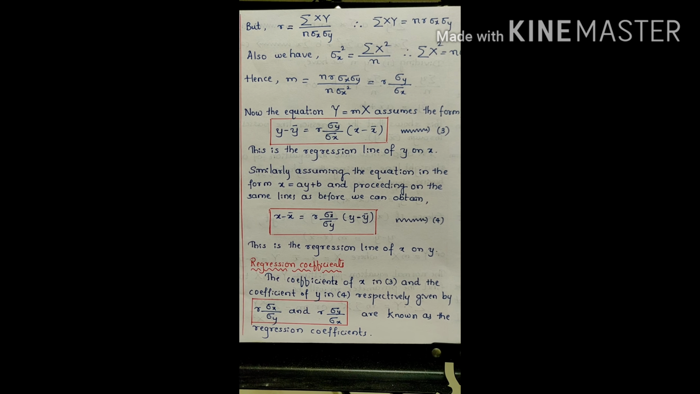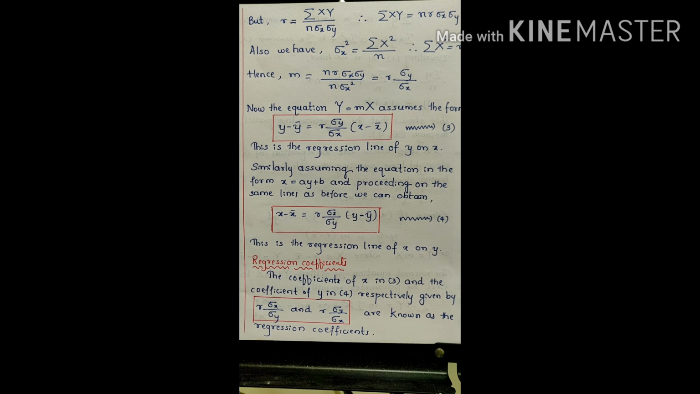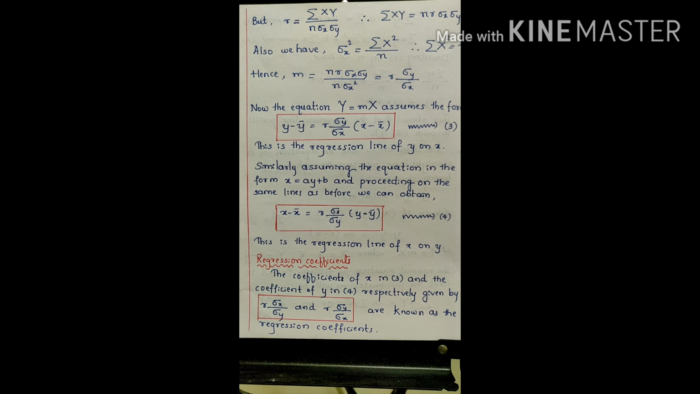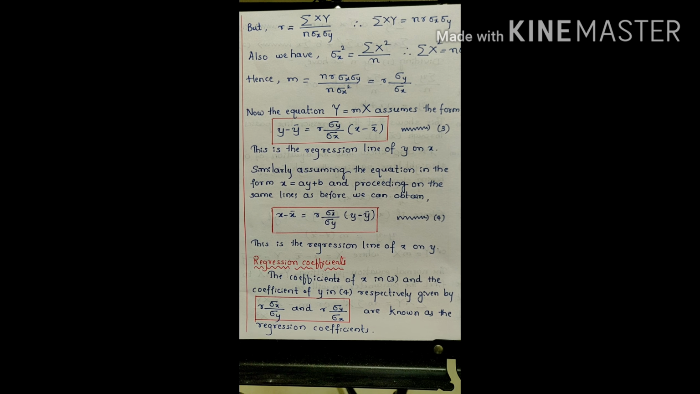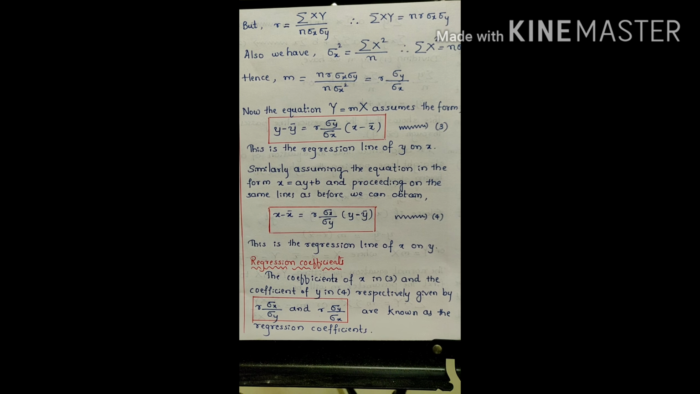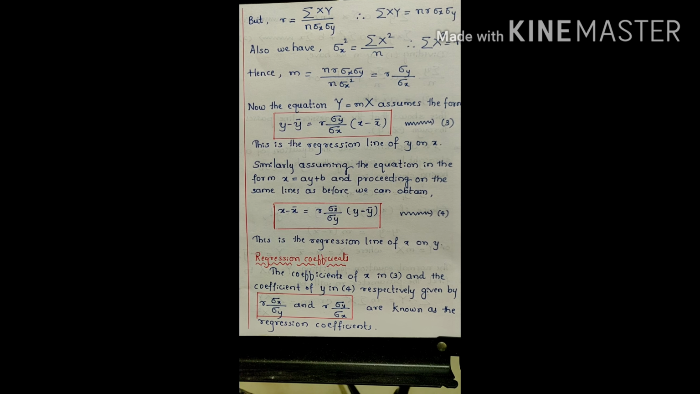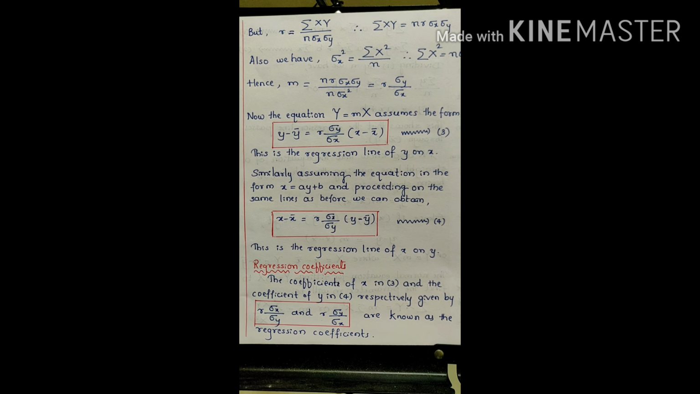Similarly, assuming the equation of the form x equal to ay plus b and proceeding in the same way, we'll get x minus x bar equal to r into sigma x by sigma y into y minus y bar, which is the regression line of x on y. We call this equation 4.